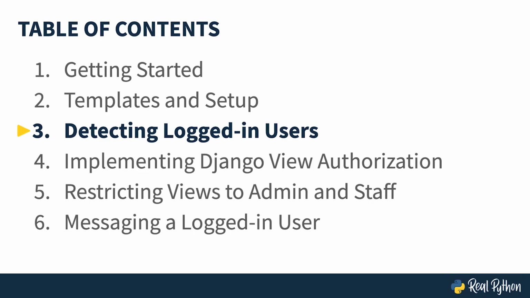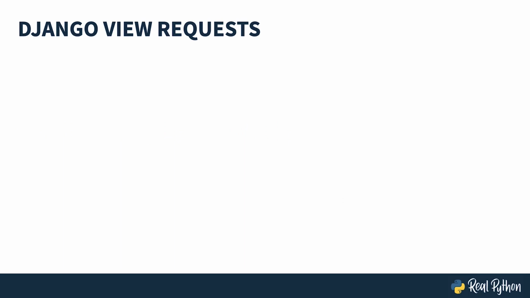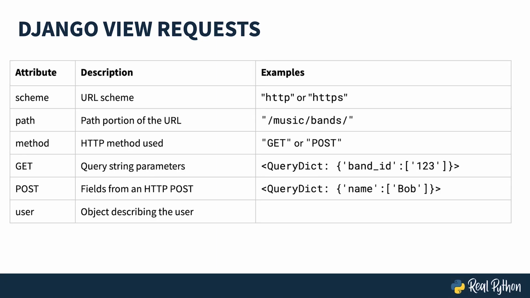Detecting logged in users and their roles in a view. Every Django view takes at least one argument, an HTTP request. The request contains state information about the user and the page they're visiting. Here are some key pieces of information in the request.